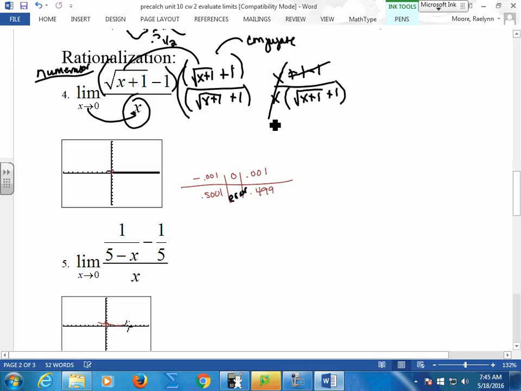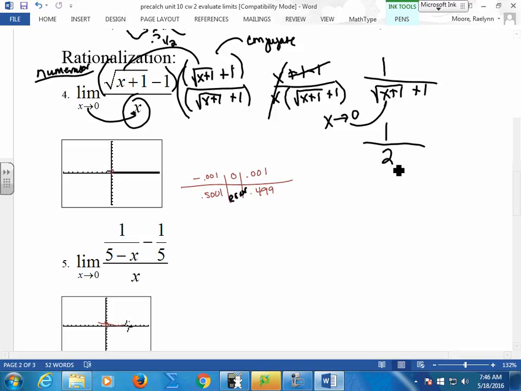They cancel out. What's left in your numerator? 1. And I don't care what's left in my denominator, but now I should be able to plug a 0 into here. So 1, if I plug a 0 in, square root of 1 is 1, and 1 plus 1 is 2. So my limit, as x approaches 0, my y value, if I could fill in that little dot, would be at positive 1/2.